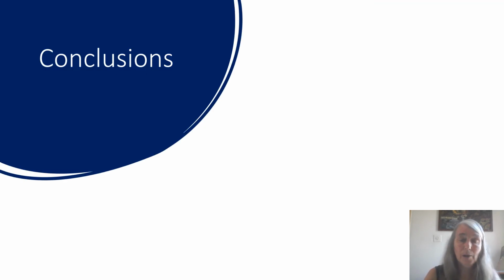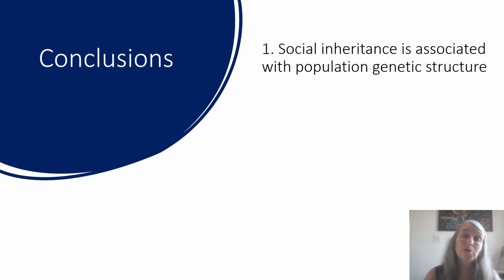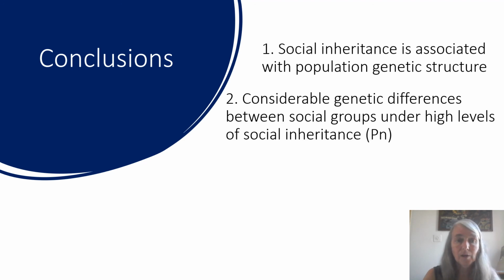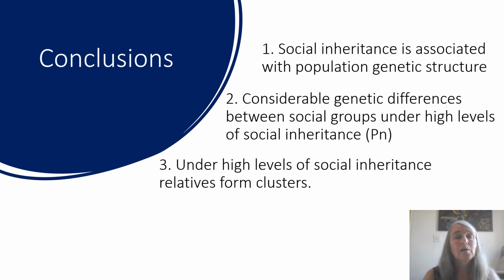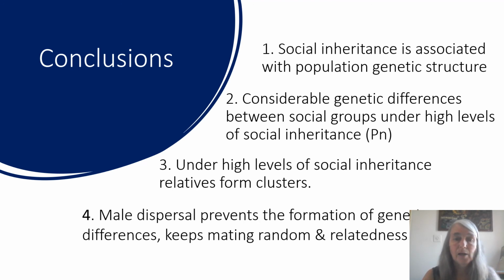To sum up, I have shown here that social inheritance is associated with population genetic structure. I found considerable genetic differences between social groups under high levels of social inheritance. I also found that under high levels of social inheritance, relatives tend to cluster, and male dispersal prevented the formation of any genetic differences between groups. It kept mating completely random and relatedness levels low.